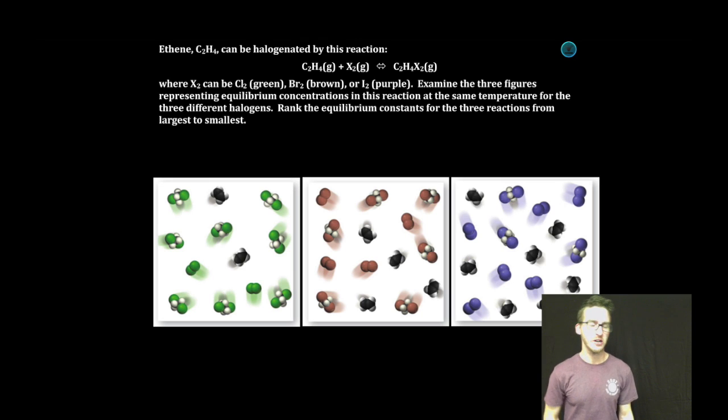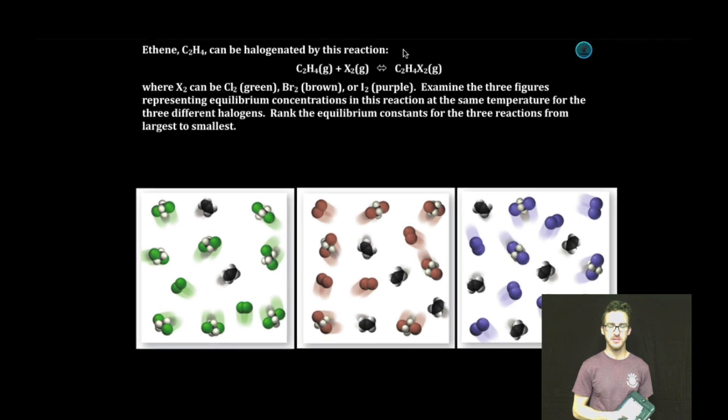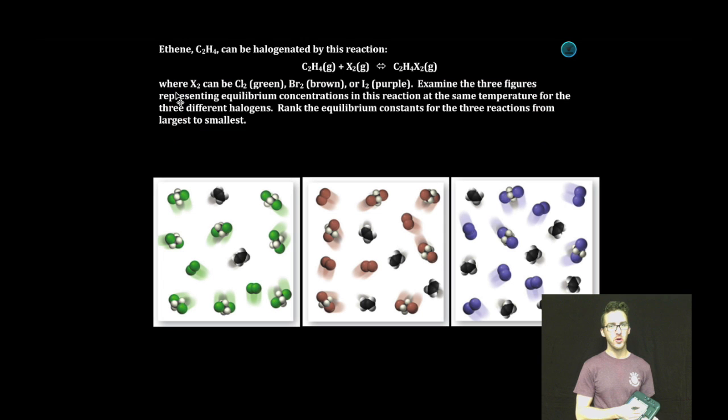Who's ready to take a closer look, like at the molecular level, at equilibrium? As you study this problem, it says ethene, C2H4, can be halogenated by this reaction. Where X2 can be chlorine, bromine, or iodine. Examine the three figures representing equilibrium concentrations in this reaction at the same temperature for the three different halogens. Rank the equilibrium constants for the three reactions from largest to smallest.